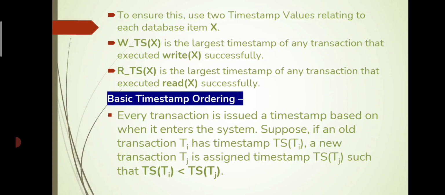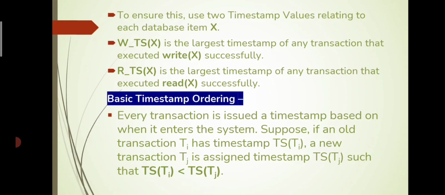To ensure this, use two timestamp values relating to each database item X. W_TS of X is the largest timestamp of any transaction that executed write X successfully. R_TS of X is the largest timestamp of any transaction that executed read of X successfully.